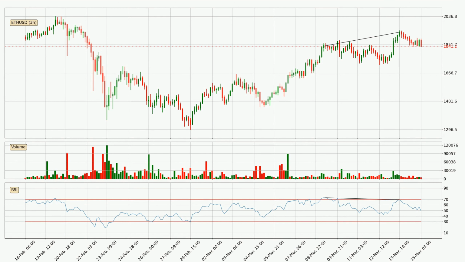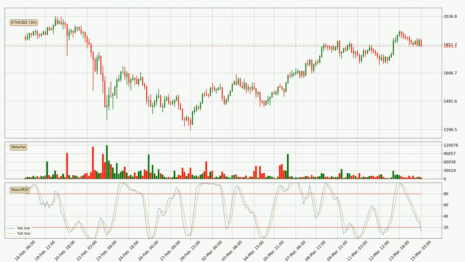Looking at the 3-hourly stochastic RSI, we can see that the crypto is being oversold because the %K and %D lines are in the lower region. A change in the trend can be expected or for the crypto to remain at least stable for some time. However, the K line still hasn't crossed the D line, so it should be waited to see if the trend will actually change to the upside.